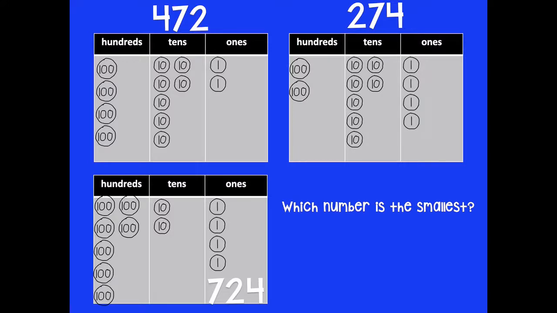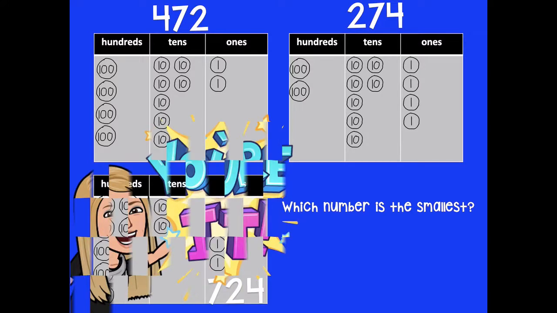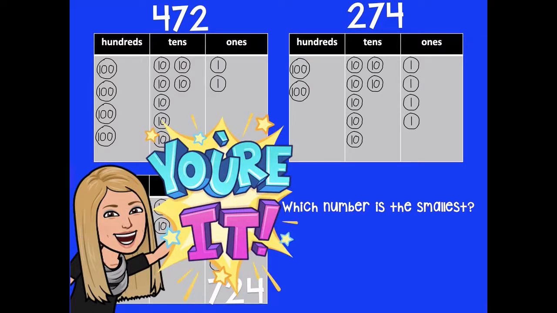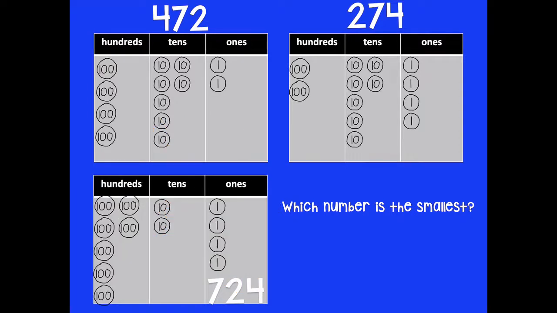All right, so which number is the smallest? I want you to pause the video, think about that, and then click play when you're ready to go over it together. All right, friends, so which one is the smallest? Yeah, 274, right? We can tell that because we're looking to be able to compare each unit.